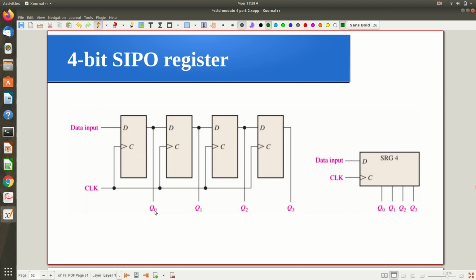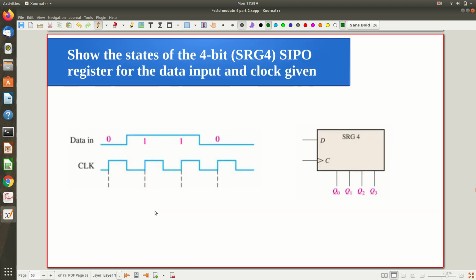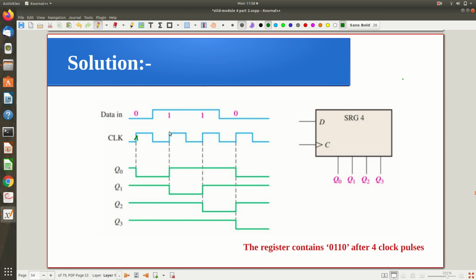So if you are checking Q0, you will see the least significant bit of the original data. For the original data, the least significant bit was actually 0, right? When the clock is activated, at that time the input was 0. So that 0 will be directly reflected in the Q0 output, the first flip-flop's output.